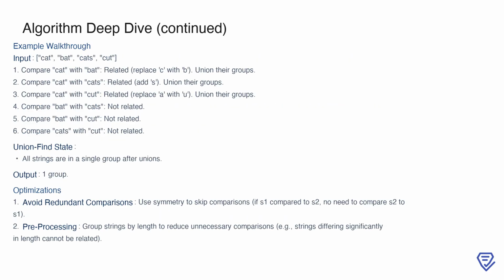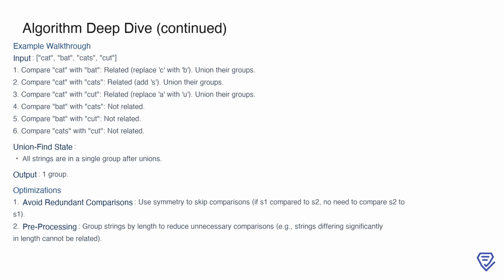To illustrate the algorithm, let's consider the example input: cat, bat, cats, cut. First, cat and bat are compared and found to be related because you can replace C with B. Their groups are merged. Next, cat and cats are related because adding S to cat gives cats, so their groups are merged. Then, cat and cut are related because replacing A with U transforms cat into cut, so their groups are merged. For the remaining comparisons, bat and cats, bat and cut, and cats and cut are not related, so no further merges occur. After processing all pairs, the union find structure shows that all strings belong to a single group. The output is therefore one group.